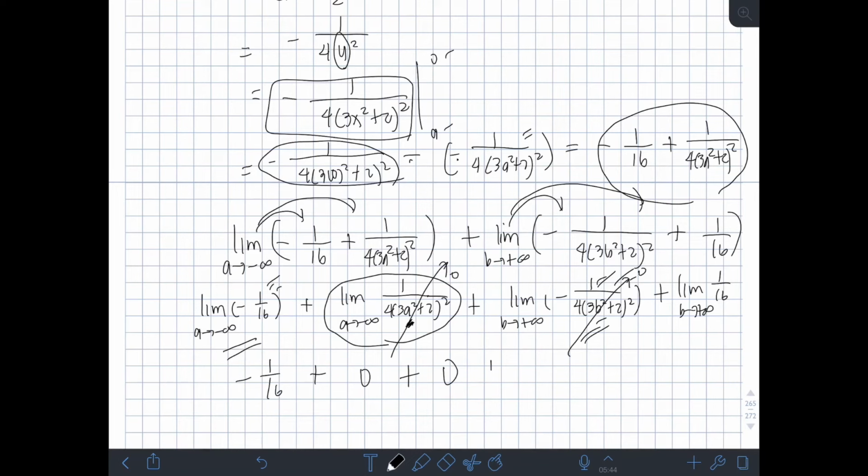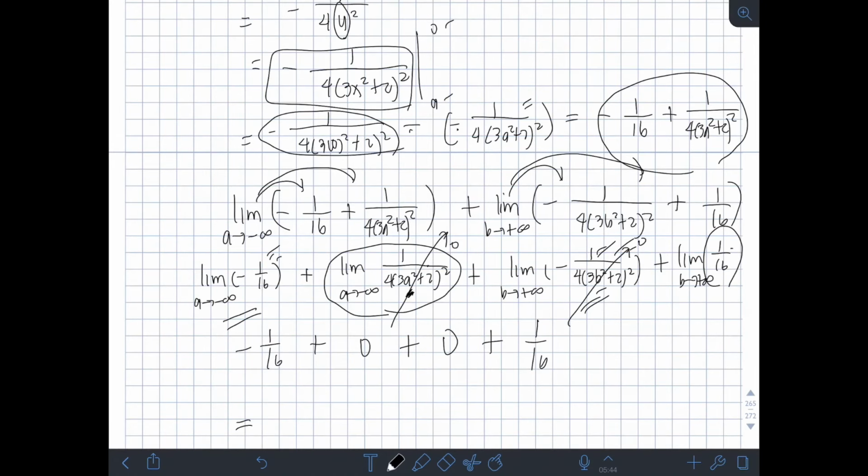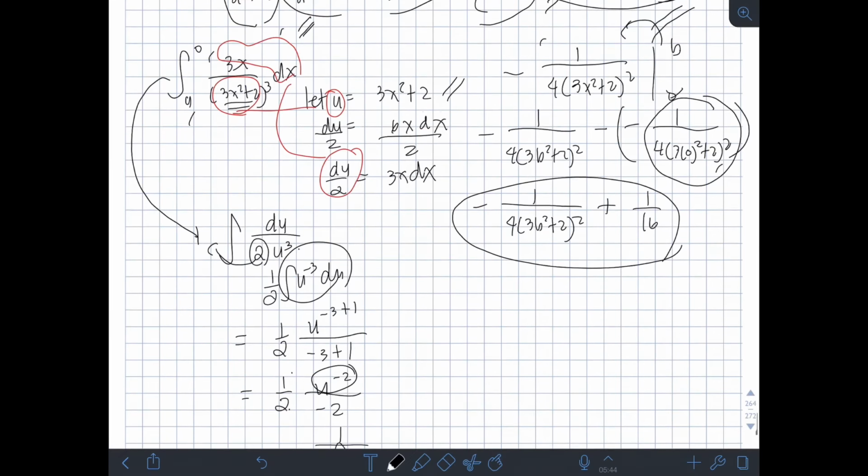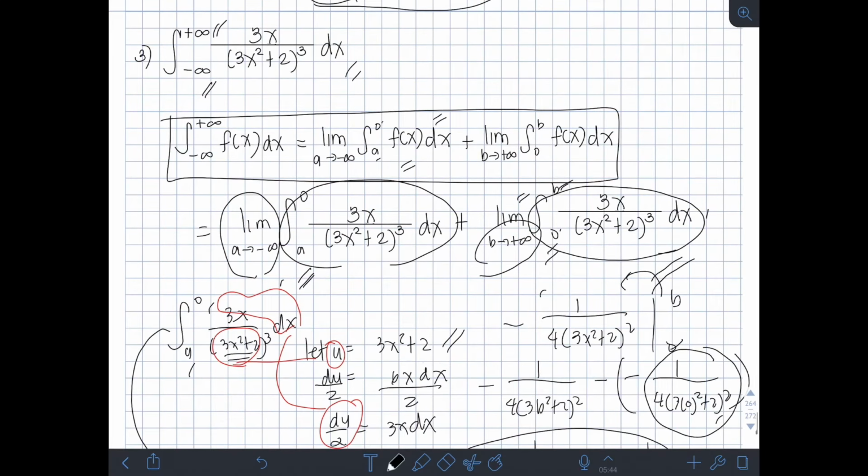So, plus 0, and then plus the limit of 1 over 16 as b approaches positive infinity, which is also a constant, so the value of the limit is 1 over 16. Simplifying this expression, we have negative 1 over 16 plus 0 plus 0 plus 1 over 16. The 1 over 16 terms cancel, right? So, what remains is simply 0. Therefore, this is the value of our limit, which is equal to 0. So, our improper integral is convergent, and it converges to the value 0.